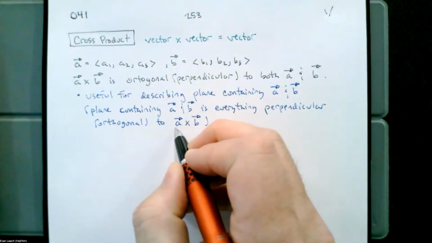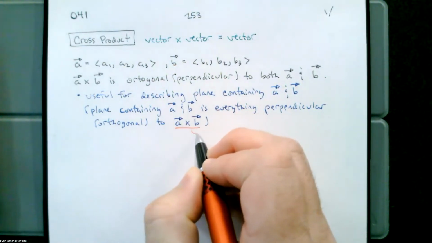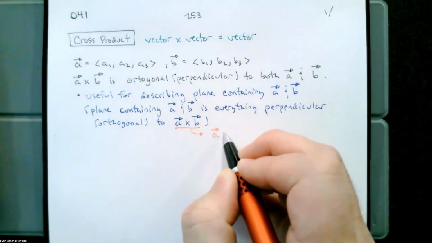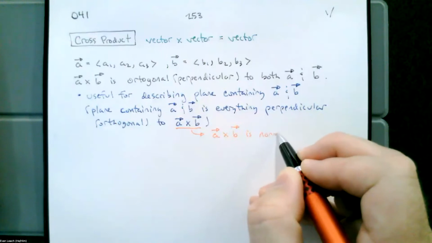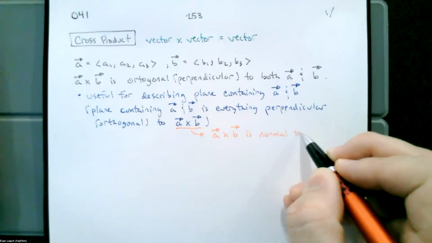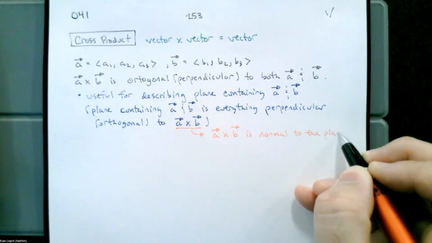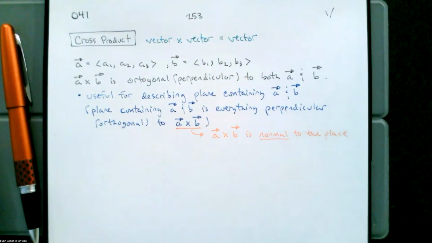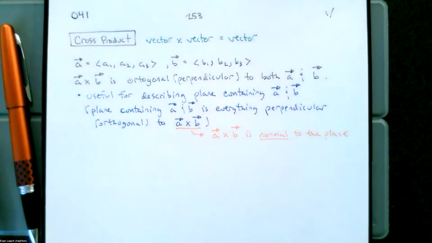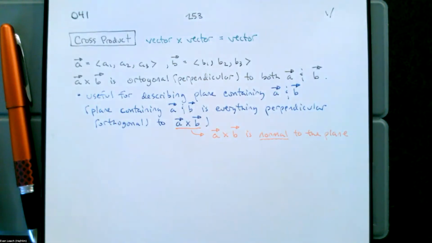Another way of saying this is that A cross B is normal to the plane. That just means A cross B is perpendicular to the plane. A cross B is orthogonal to everything in the plane. So it's like we have three words to describe this vector being perpendicular to the plane.